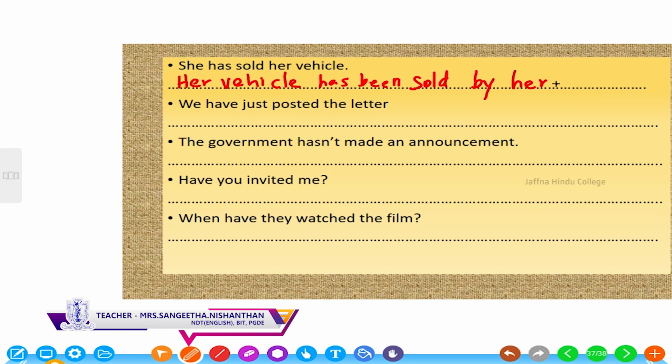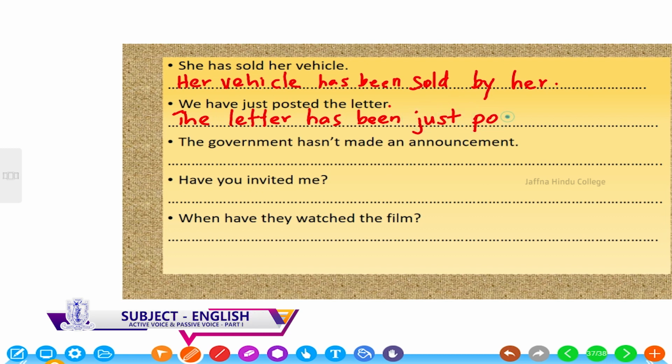The second one, we have just posted the letter. Who? We. What have we done? Just posted. So, the verb is posted. What have we posted? The letter. So, the object is the letter. The letter, singular. So, has been just posted by us.